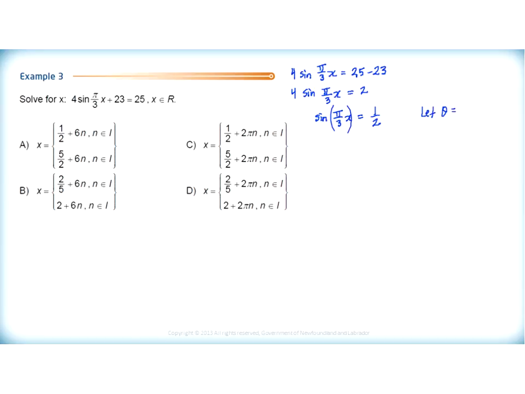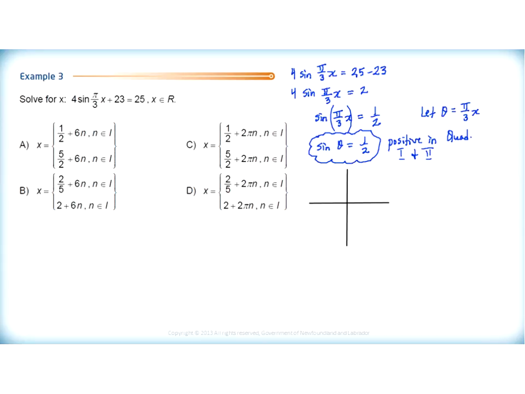Now we will let theta equal pi over 3x, and we have the sine of theta is equal to 1/2, which is another equation that we recognize. Notice that sine is positive in quadrants 1 and 2. So to sketch a diagram of what's happening here, we can draw our unit circle, putting the terminal arm of an angle in quadrant 1, and another angle will have its terminal arm in quadrant 2.